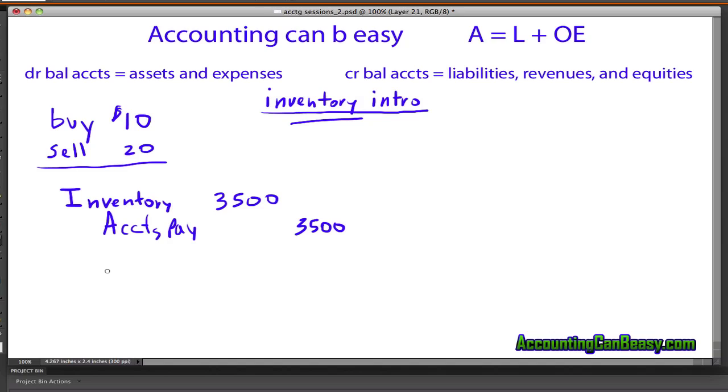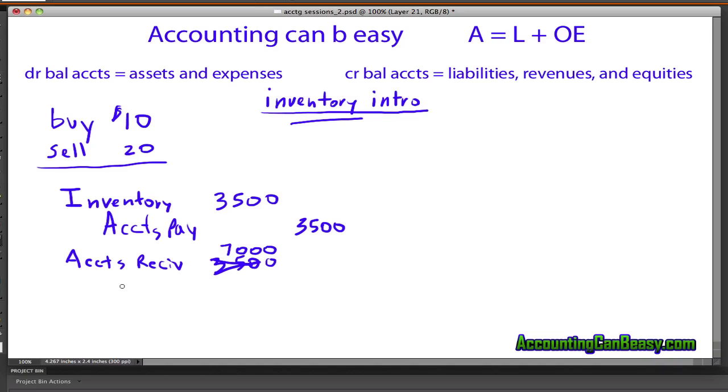Now let's say we turned around and sold those same chairs at $20 as noted above. So how do we record it? We're going to sell it on credit also. So we're going to debit accounts receivable because we didn't get the cash yet. What are we going to debit accounts receivable for? We just said that we sold them for $20, so our accounts receivable is going to be for $7,000.